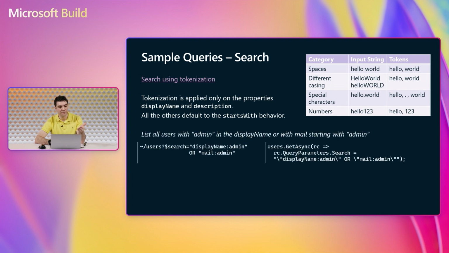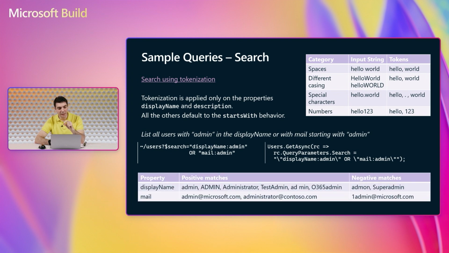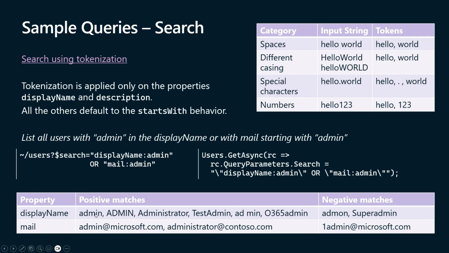If I want to search for admin in the display name, the match of the word admin would find everything that has the word admin lowercase, the word Admin uppercase, but also administrator, because it starts with admin, and test admin, because this word, test admin, is split into tokens thanks to the different casing category. So if the input string is, for example, hello world, the tokens will be two separate tokens.